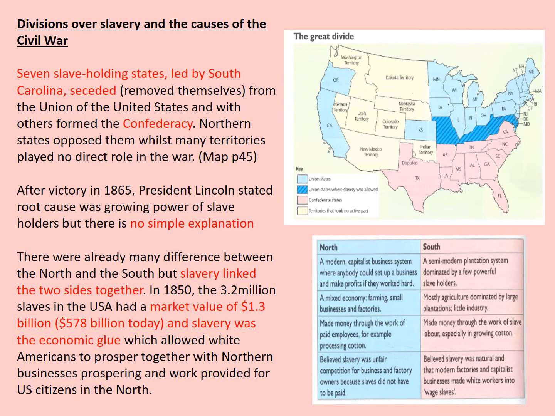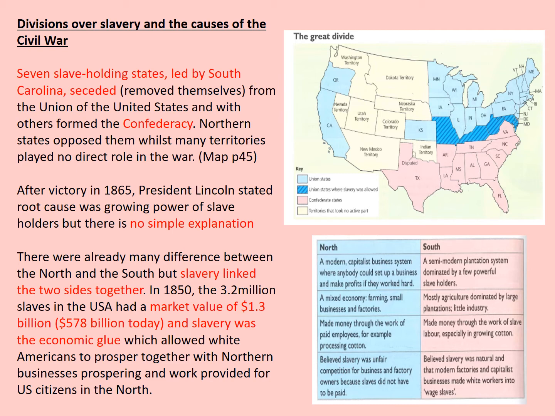So we already had right at the beginning, there's a big difference between North and South. In the North, it's more capitalist, more urbanized. There's a mixed economy, meaning there's many different ways of earning money. The South is much more semi-modern plantation, so it's largely farming based. Because of that, a lot of the plantations rely on slavery, and that's what's going to cause a major issue here. So what we see is 7 slaveholding states led by South Carolina eventually seceded. They removed themselves from the Union, and we get a civil war.